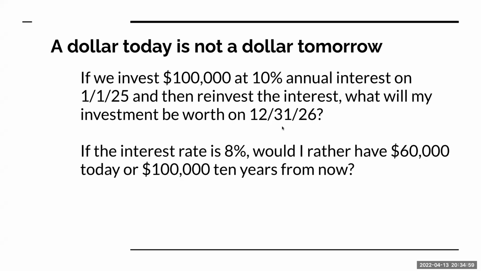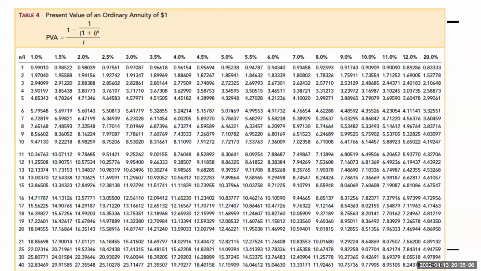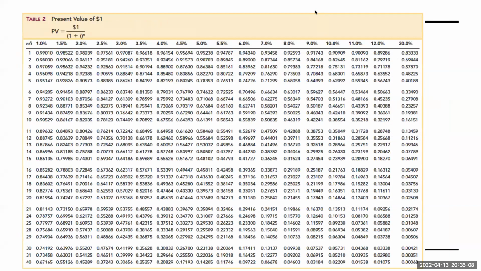For this particular exercise, I want you to pull out the table that I was showing you earlier, the present value of a dollar. And again, I will leave the links in the comments below.